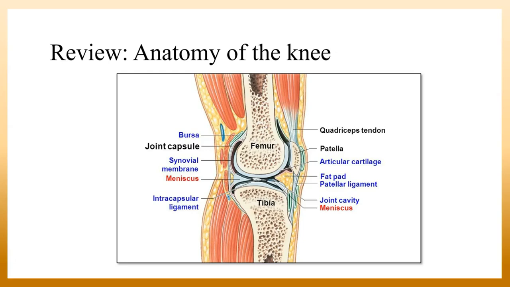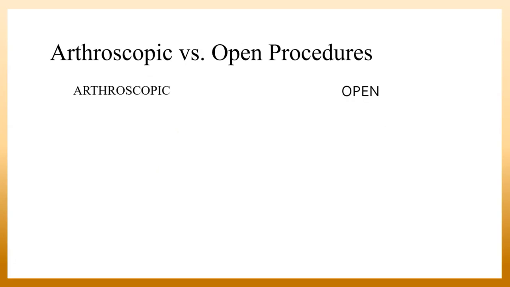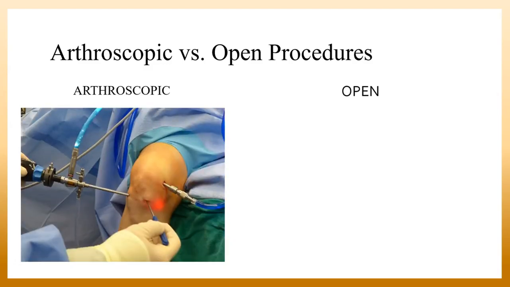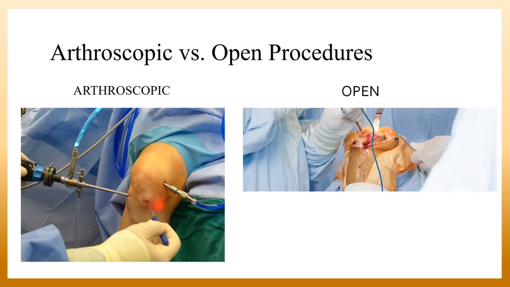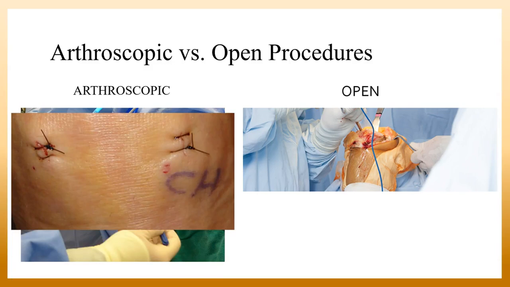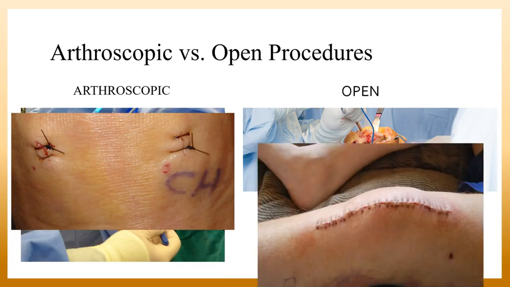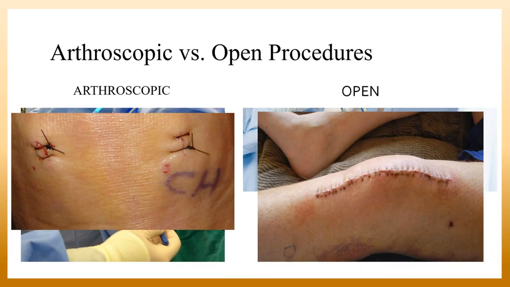So again, reviewing the anatomy, you can see this sagittal plane cross-section view of the knee anatomy. And what I want you to look at here is arthroscopic versus open procedures. Here's what it looks like to have an arthroscopic procedure. You can see the tools inserted into the knee, kind of in the anterior interval on either side of the patellar tendon there. And then an open procedure looks something like this, where there's a large incision down the front of the knee, exposing the patella and then getting into the knee joint that way. Postoperatively, arthroscopic portals look like this. An open incision looks like this once the integumentary system has been repaired.